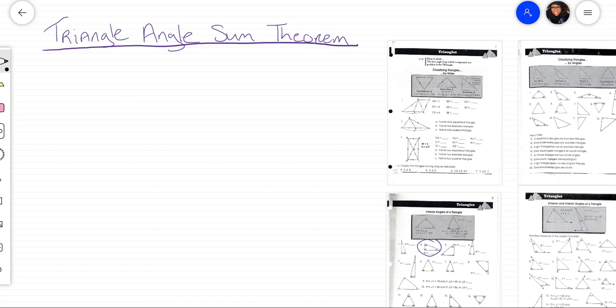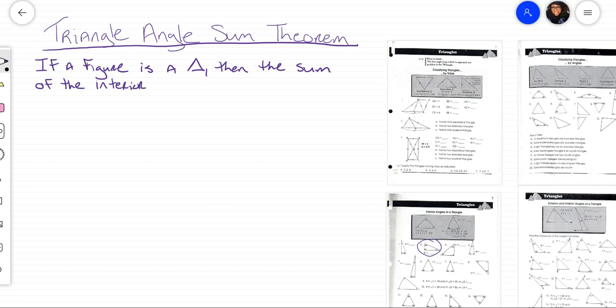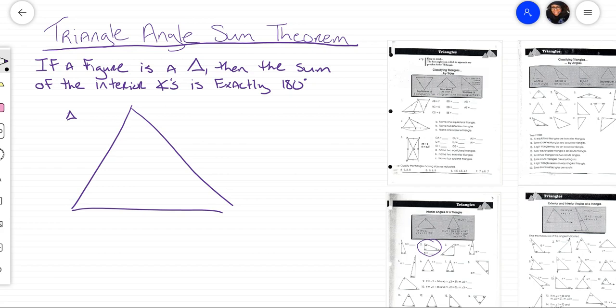So for the triangle angle sum theorem, again, that theorem says if a figure is a triangle, then the sum of the interior angles is exactly 180 degrees. And this goes for every triangle. The triangle could be this small to this huge to the size of the pyramids. It doesn't matter. Every single triangle, the sum of the interior angles is always 180 degrees.